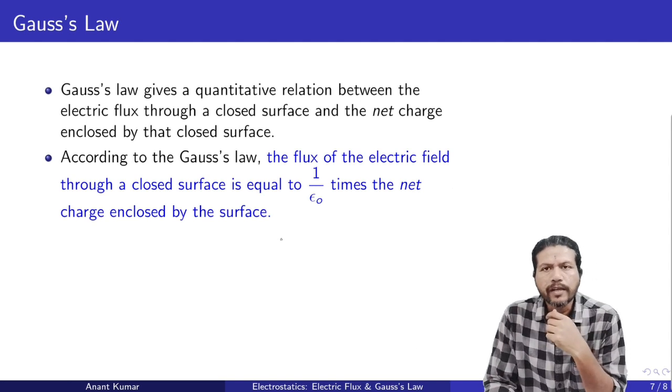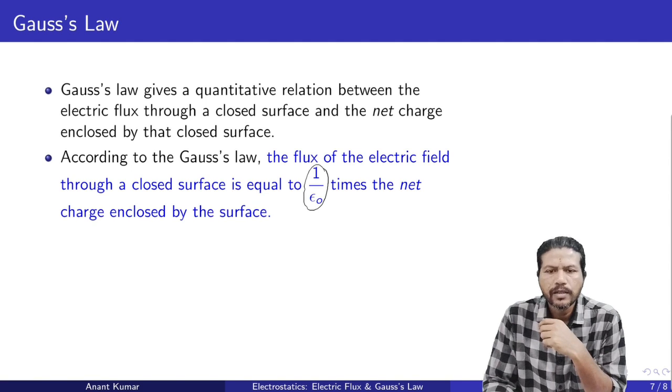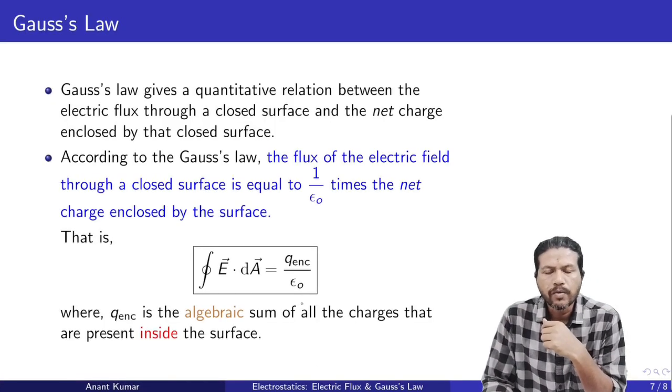The statement of the Gauss law says that if you look at the flux of the electric field through a closed surface, it is equal to 1 by epsilon naught times the net charge enclosed by that surface. Or if we write it in a mathematical way, because the flux is computed as E dot dA for a closed surface, the closed surface integral of E dot dA is going to be equal to Q enclosed by epsilon naught.